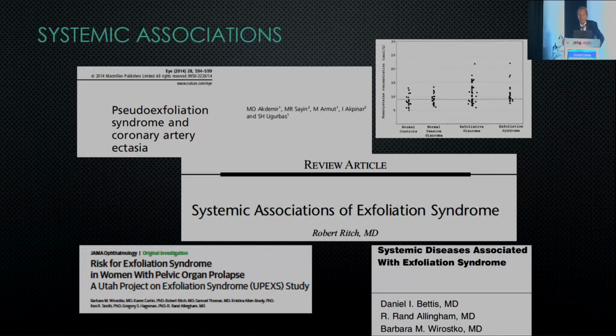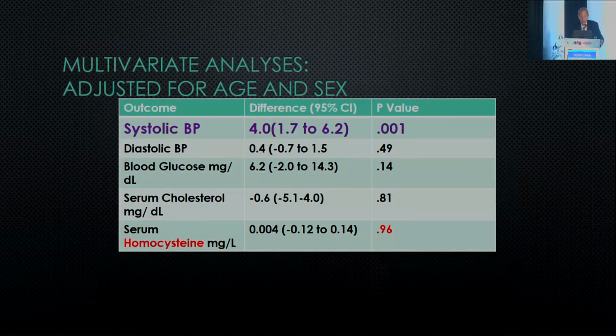Regarding systemic associations, it goes all over the board. There's all kinds of reports, such as the Blue Mountain study, of people dying prematurely. There's evidence that homocysteine is a big problem. So we wanted to find out what the story is.